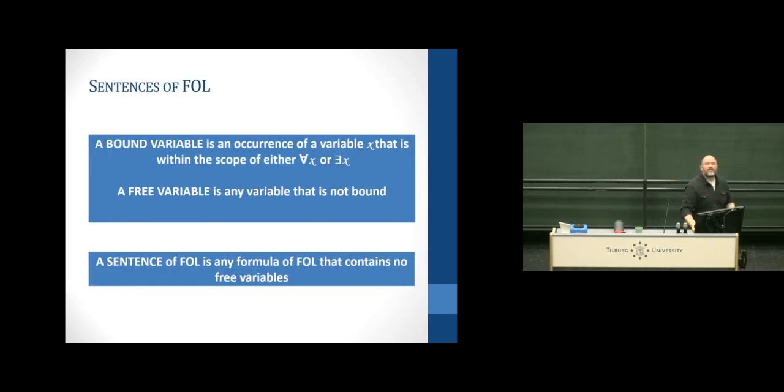Because the key difference here has to do with variables. So we have two kinds of variables, if you like. Bound ones, which are connected to quantifiers, and free ones, which are not. A sentence of FOL is any formula, so that kind of intermediate step, that contains no free variables. That is, it's only got names, or if it has variables, they're all hooked up with relevant quantifiers.